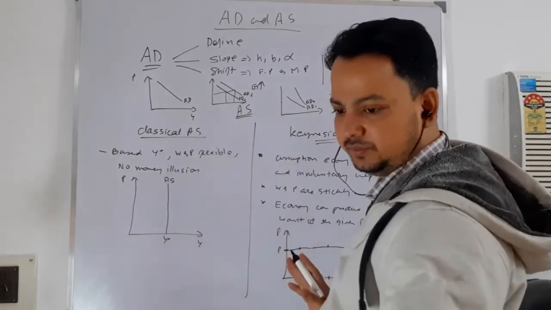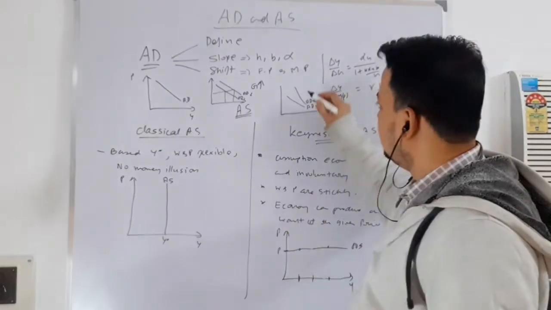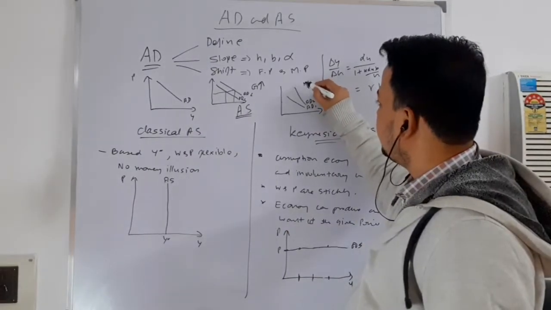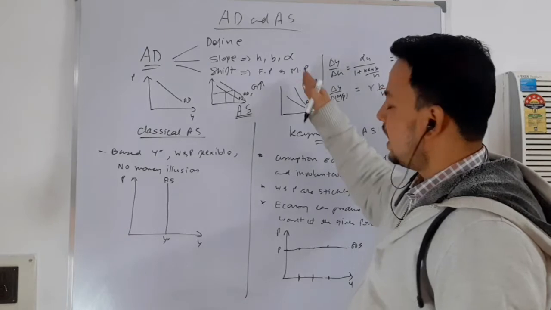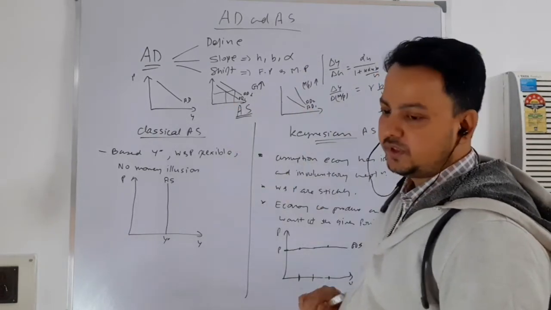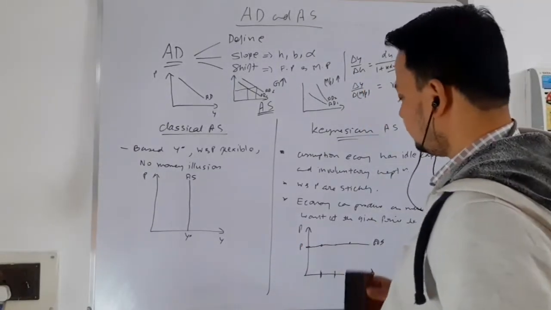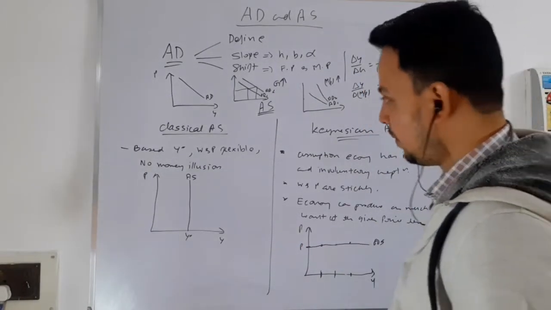This part is clear? We have derived this one. So when there is an increase in real money supply, aggregate demand will shift in a non-parallel way. But in case of fiscal policy, it will shift parallel. Now let me add one more thing.